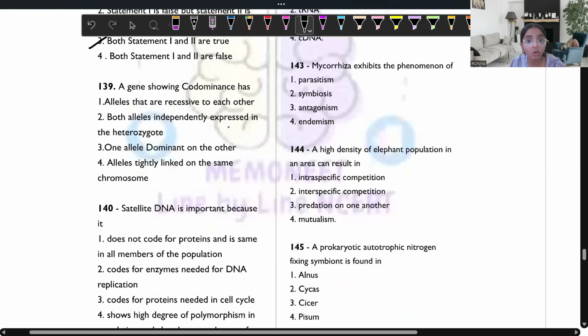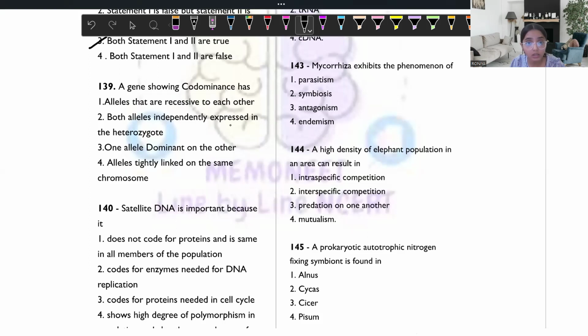A gene showing codominance has alleles that are recessive to each other? No. Both alleles are independently expressed in a heterozygote? Yes. One allele is dominant on the other? No. Alleles are tightly linked on the same chromosome? No. The answer to this question is both alleles are independently expressed in a heterozygote.